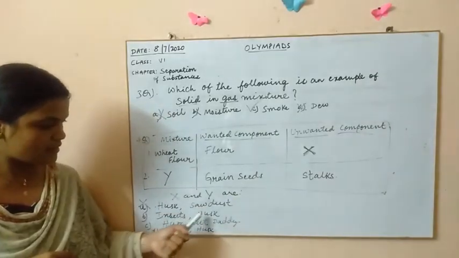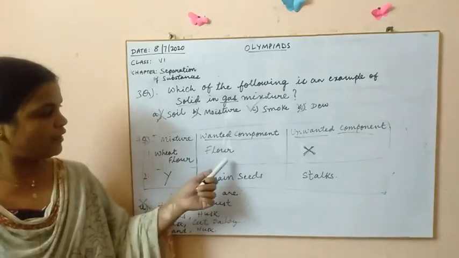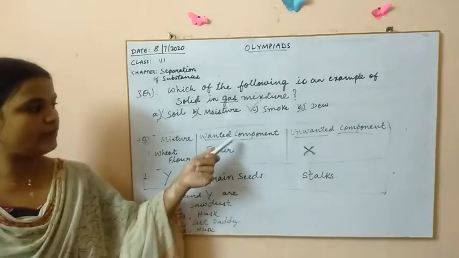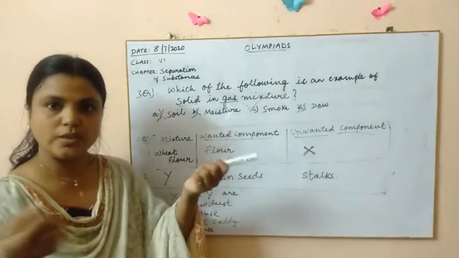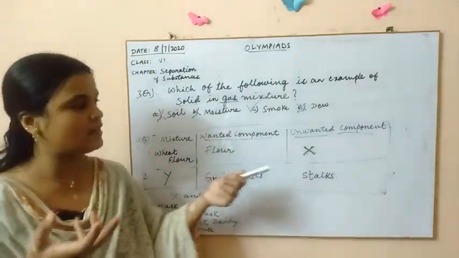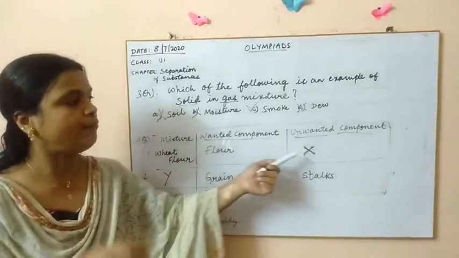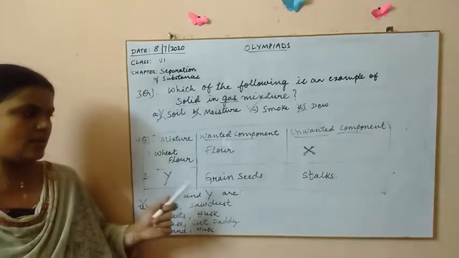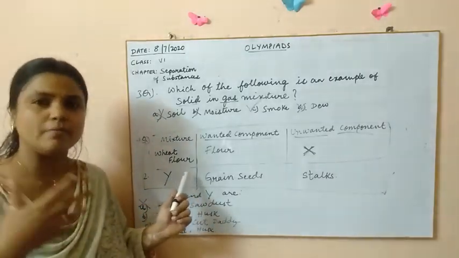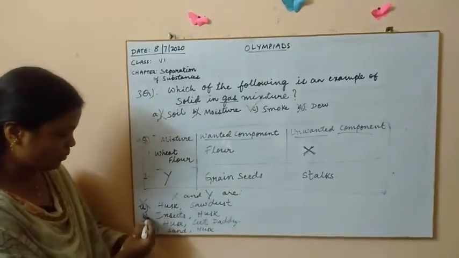Now, insects and husk. Okay, X can be insects. Yes, wheat flour. In the wheat flour, the wanted component is flour, and the unwanted can be insects. So we just remove any small insects or any husk particles or grain particles, insects also, by using a sieve. So it could be correct. So the next one is husk. So can husk be a mixture of seeds and stalks? It is also a wrong option.